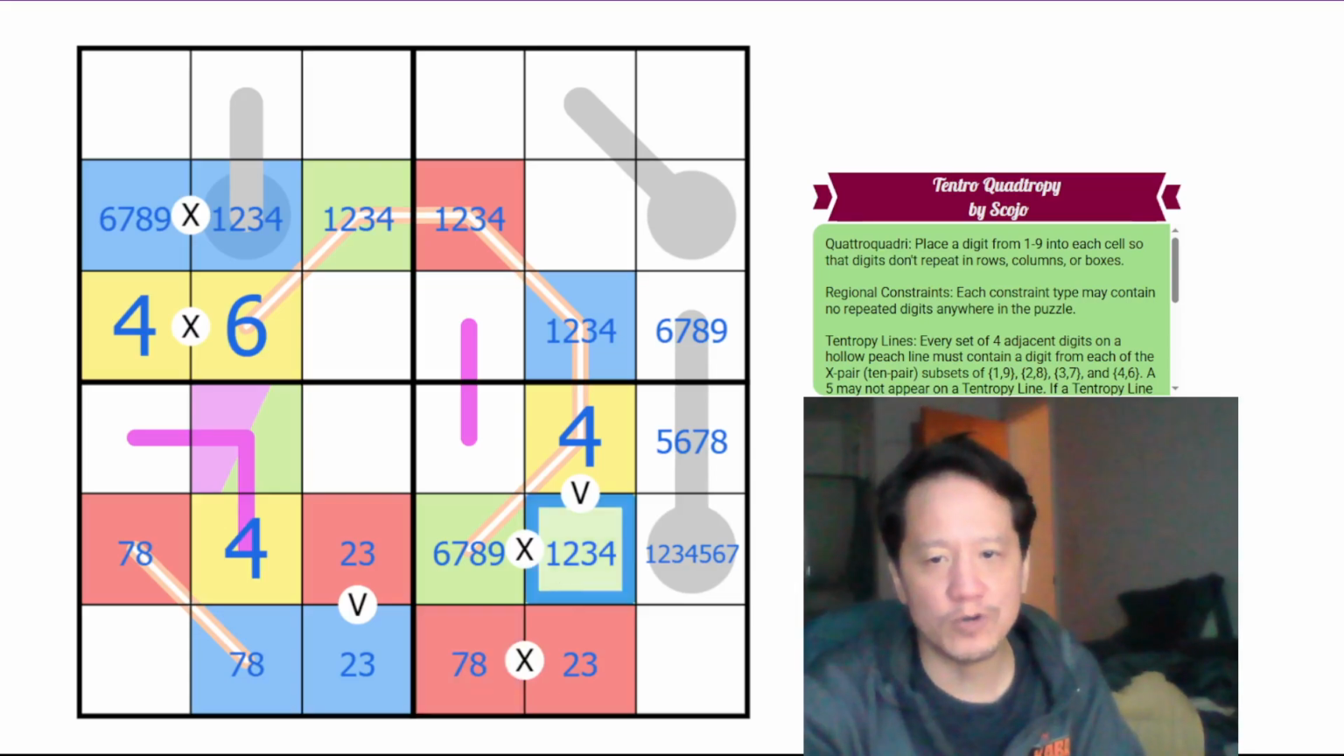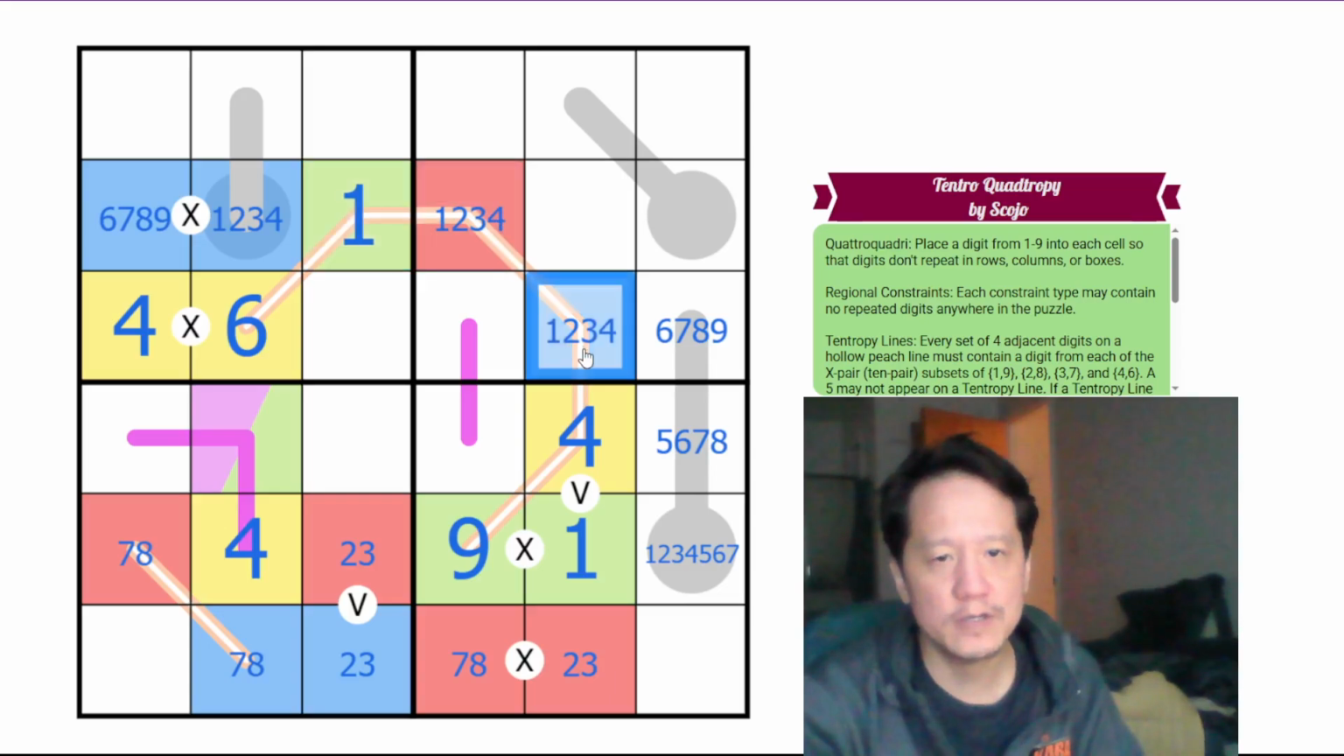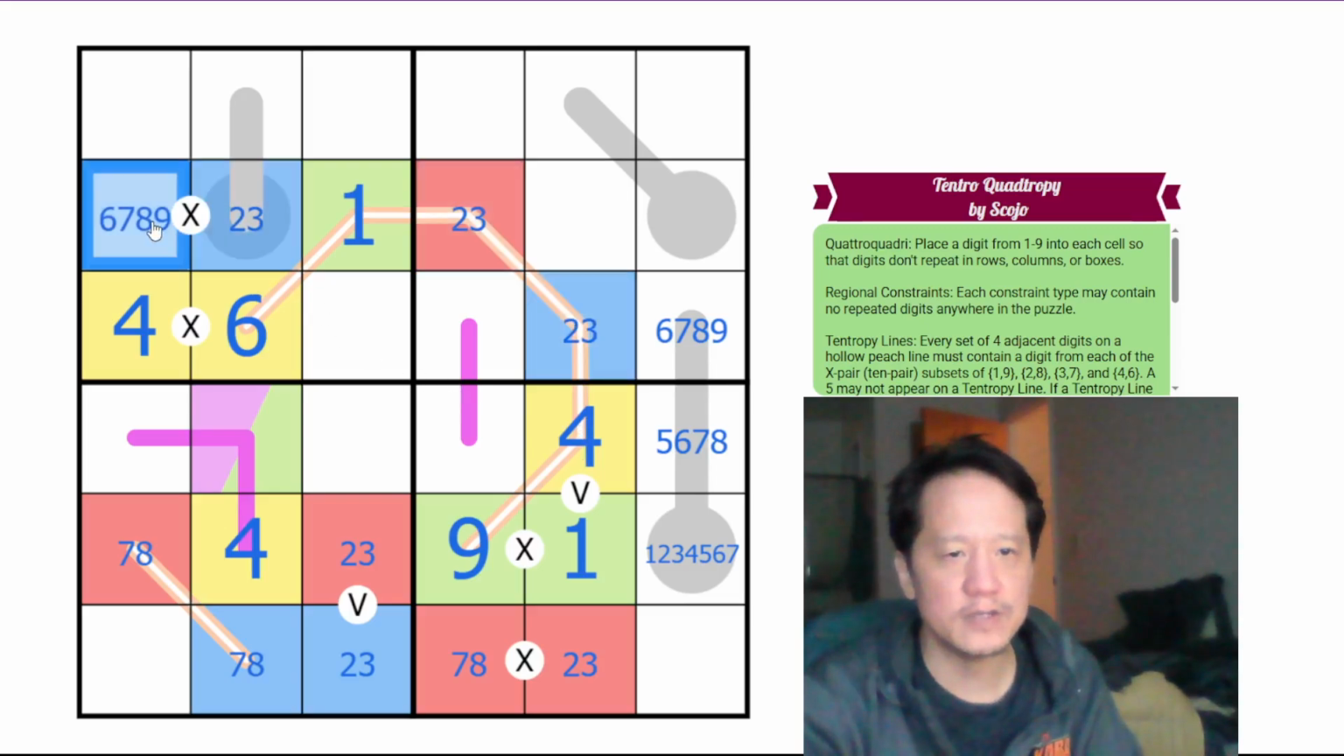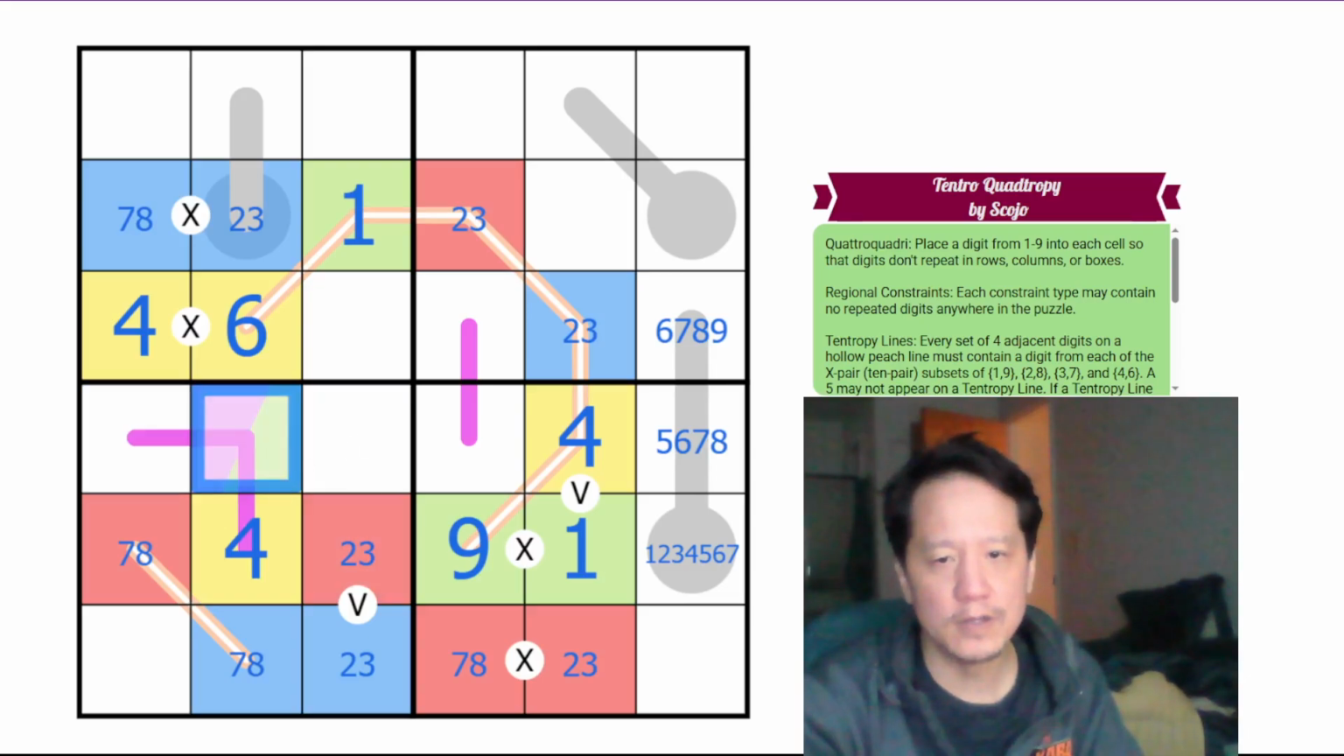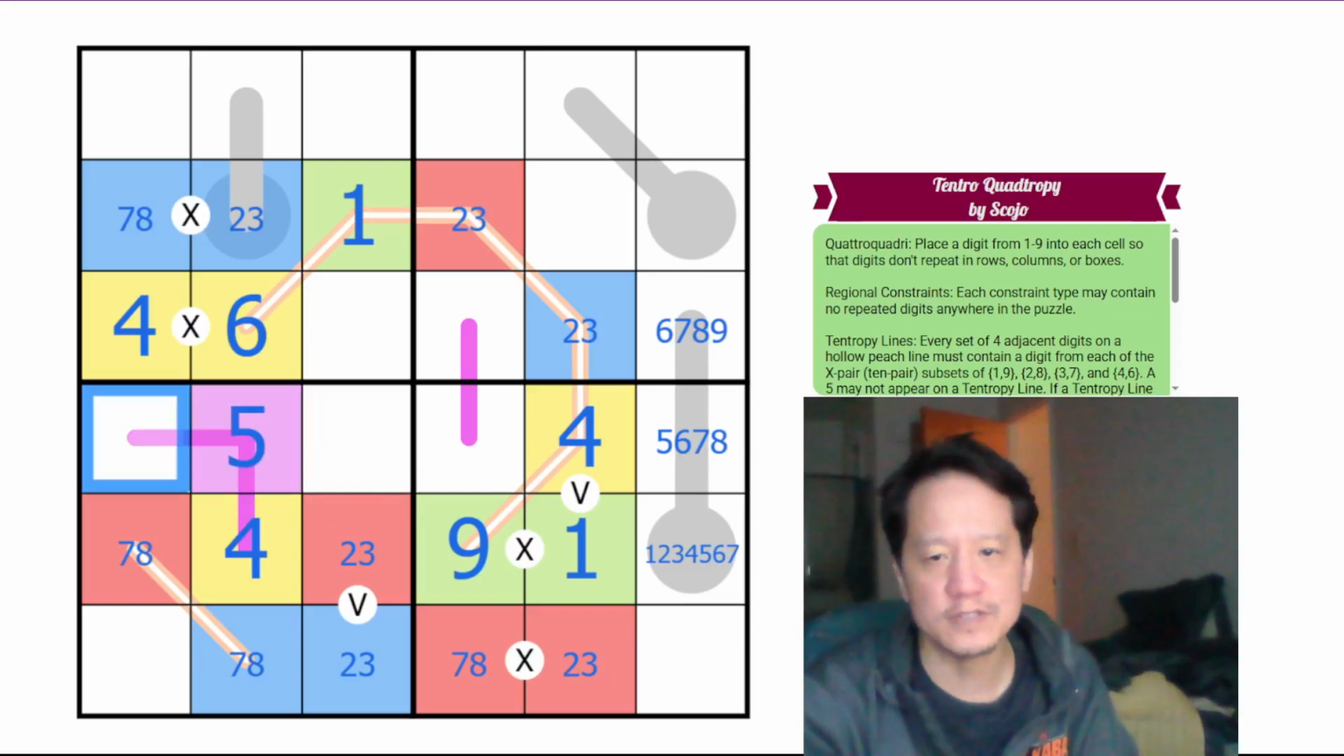This has to be 1 and 9 then. That forces this to be 1. This has to be a 2, 3 pair on the Entropy line. This has to be 2, 3 with 7 or 8 there. This has to be 5 and 6 as a Renban because of the 2, 3 pair in the box. So this cannot be pink or green. It has to be 5, and this is yellow high as a 6.